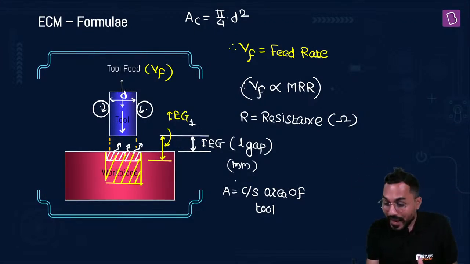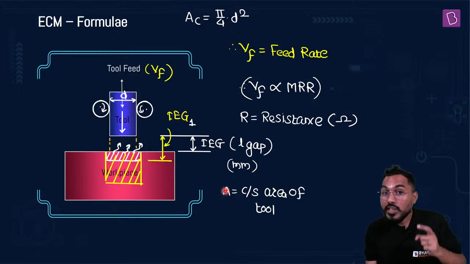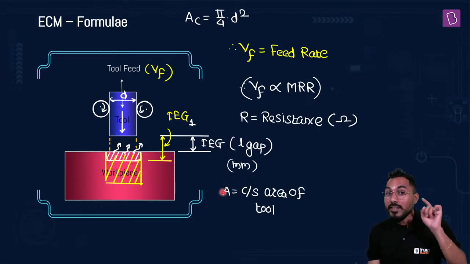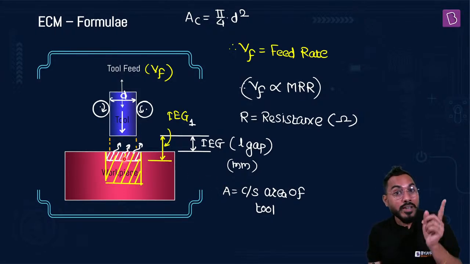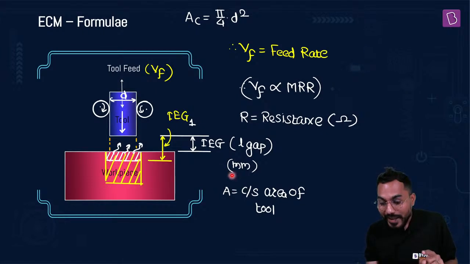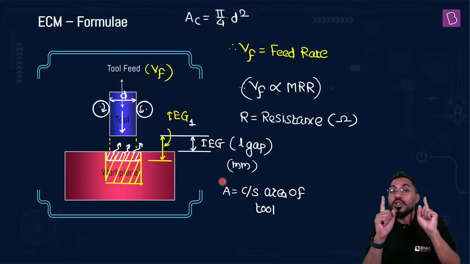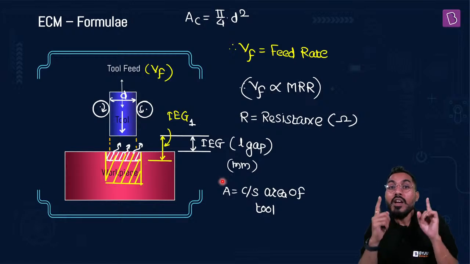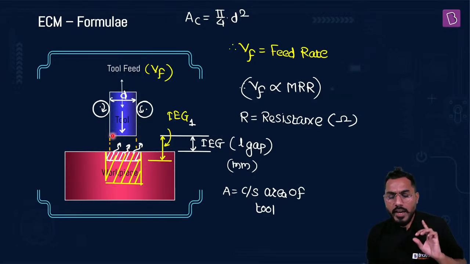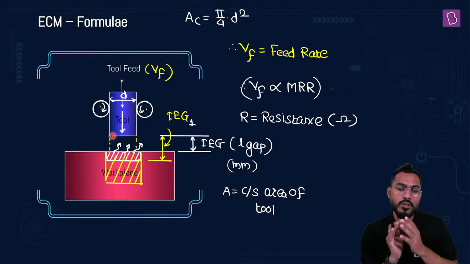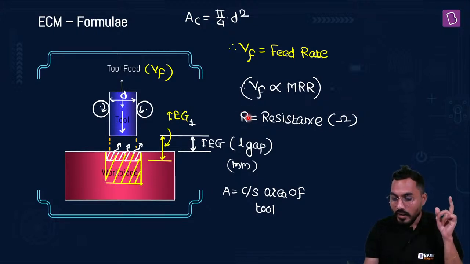So A can be called the cross-section of the workpiece which is getting machined. A is nothing but either the cross-section of the tool or the same cross-section from where material removal takes place, which means A can be considered as the area of the machined surface, or it can be considered as the area of my tool. So I understand R and A.